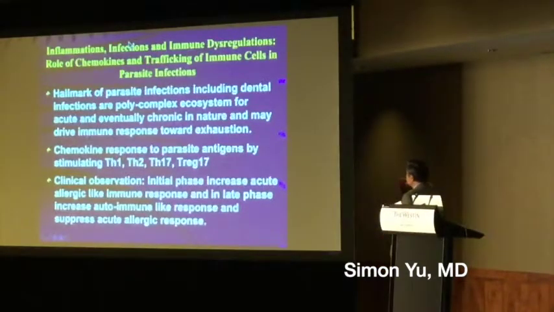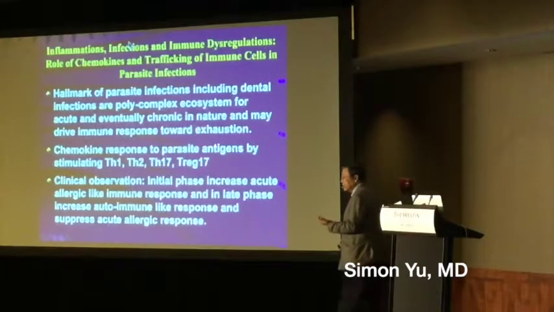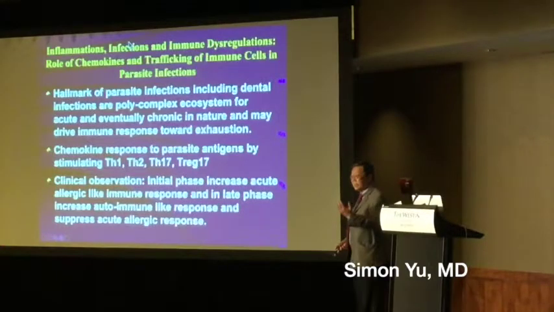If you look at the inflammation, infection, and immune dysregulation, look at the role of chemokines and trafficking of immune cells by parasite infections. That is the hallmark of parasite infections, including dental. If I keep picking up dental problems but I treat the gut, I can never get rid of the parasite until I send the patient to the dentist to remove those hidden dental infections. They are polycomplex. They have multiple microbes, multiple parasites that carry within the parasite its own parasite, bacteria, virus, and fungus. A classic example is Lyme. The nematode has Lyme Borrelia burgdorferi. Then it eventually becomes chronic in nature and may drive an immune response toward exhaustion.